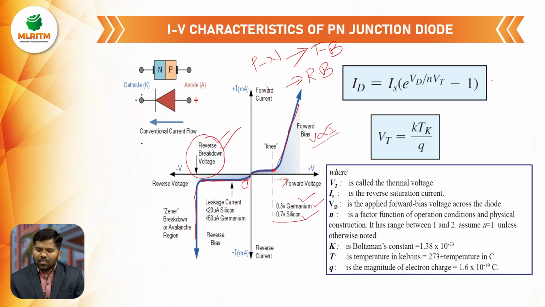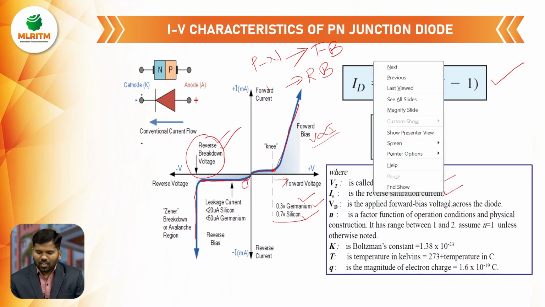This is the general current equation of a diode: Id = Is (e^(Vd/ηVT) - 1). Here VT is the thermal voltage, Is is the reverse saturation current, and Vd is the applied forward voltage.